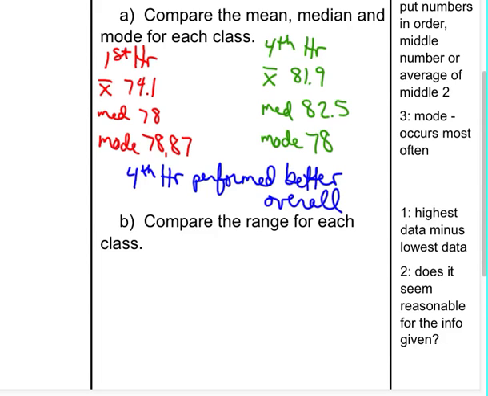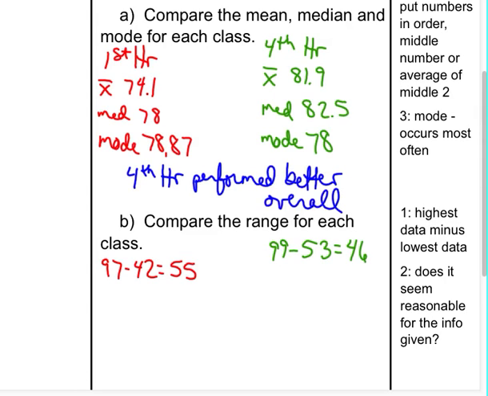Next, we're going to take a look at the range. Remember, the range tells us how varied or different the data values are from one another. So for my first hour, the range was 97 minus 42, or 55. For my fourth hour, the range was 99 minus 53, which gives us a range of 46.